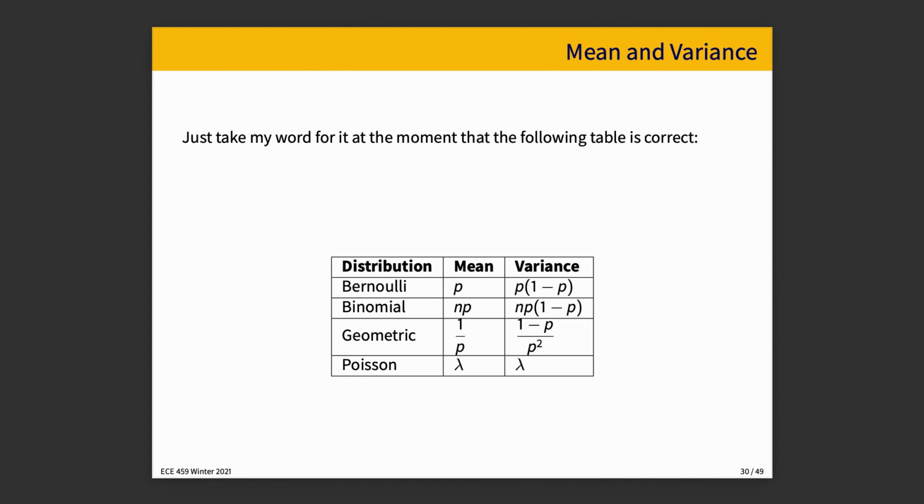The expected values, means, and variance things here are correct. A Bernoulli distribution has a mean of p and a variance of p times 1 minus p. Binomial is np with a variance of np times 1 minus p. And so on and so on. For geometric, 1 over p for the mean, and variance 1 minus p over p squared. And Poisson, you get lambda in both situations.